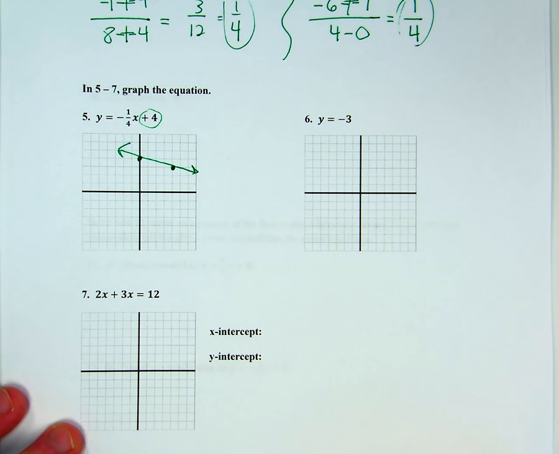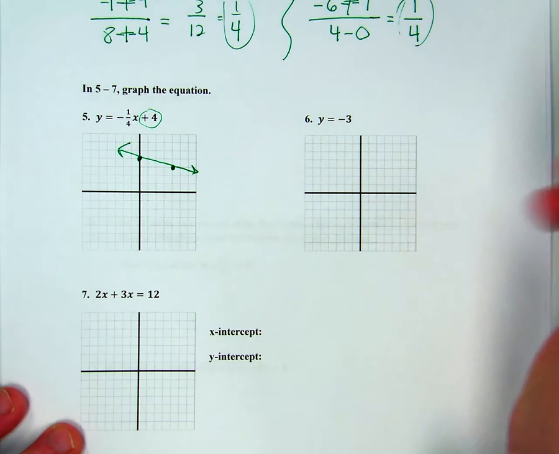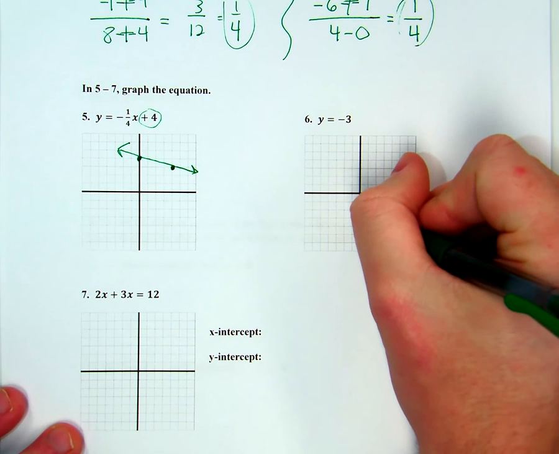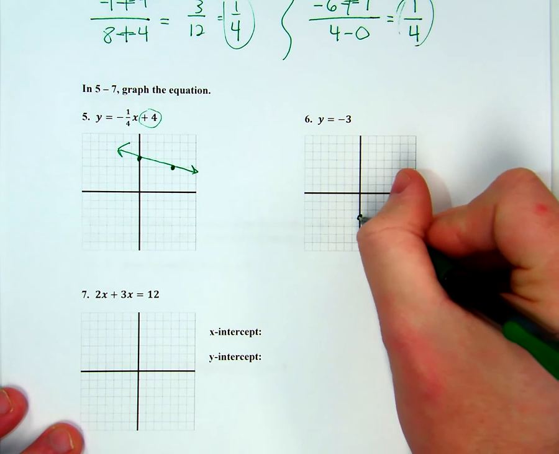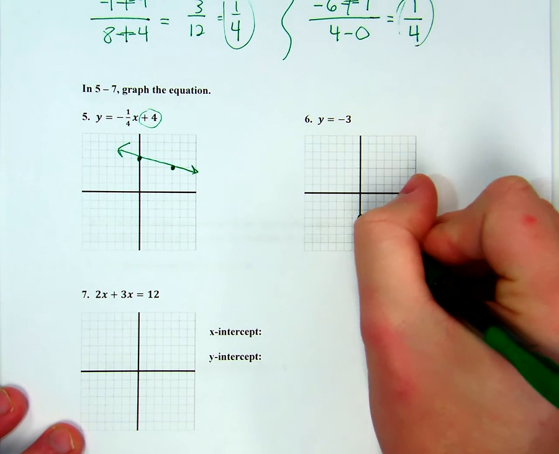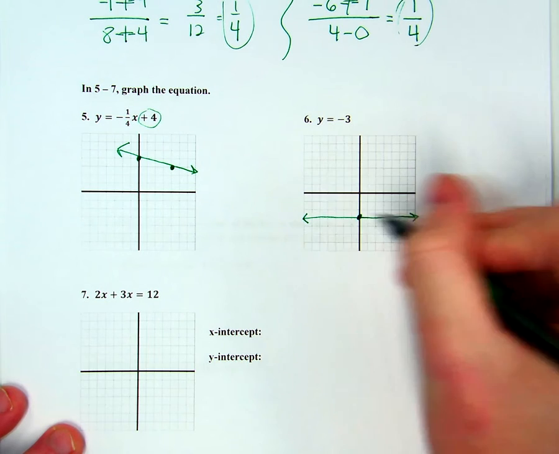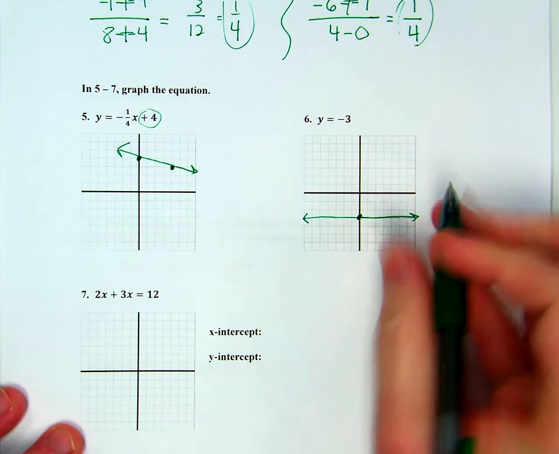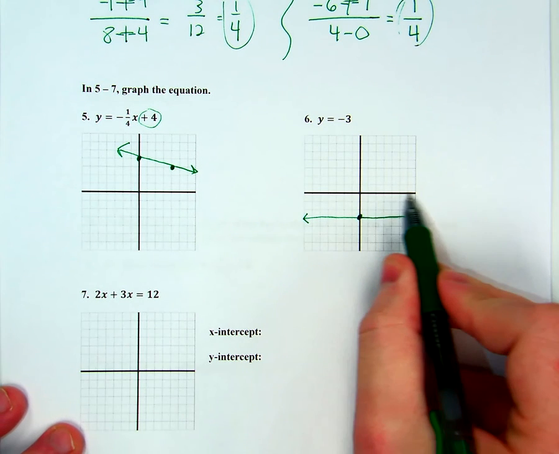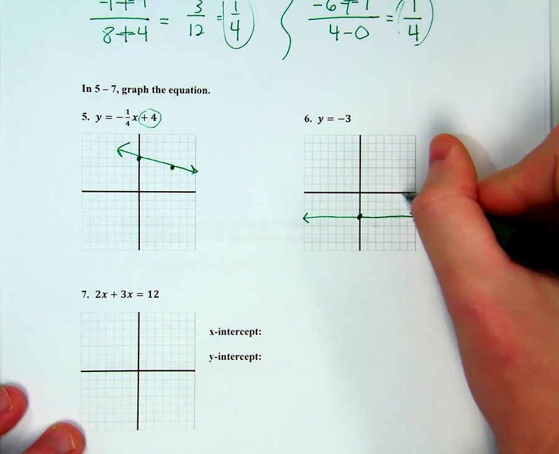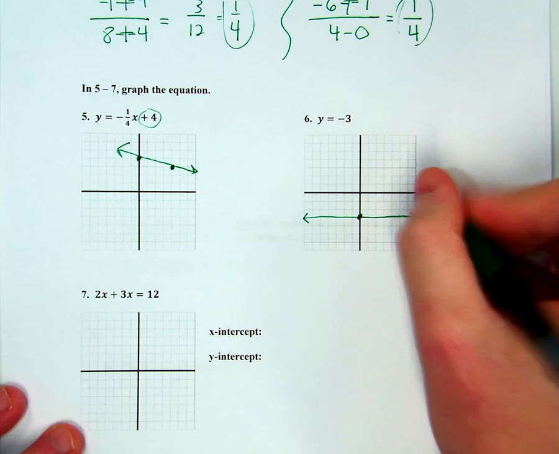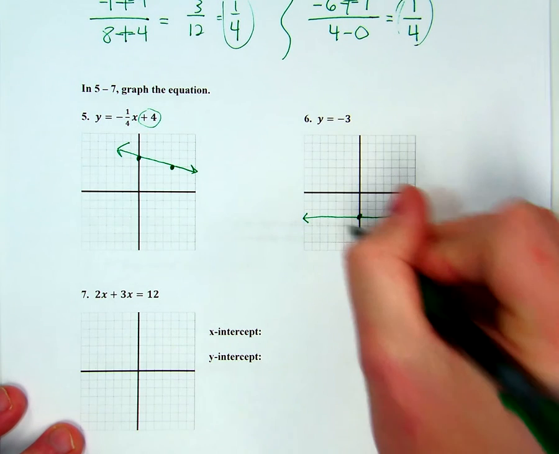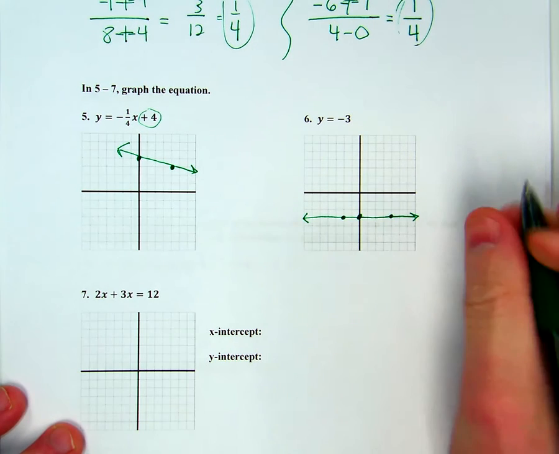Number 6 asks us to graph y equals -3. That means that we start with a -3 on the y-axis, and we draw a straight line horizontally. What's important to note is that no matter what your x value is, no matter how far left or right you go, you always have to count down 3 for the y value. Everywhere you go on this line, y is -3.